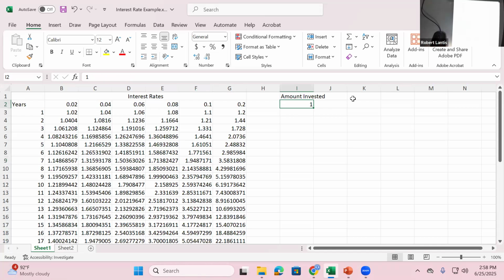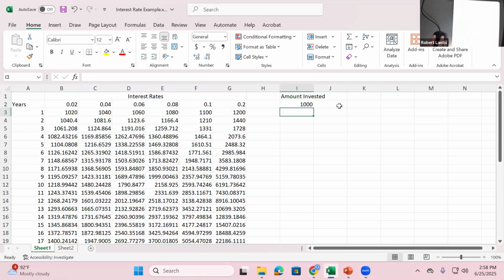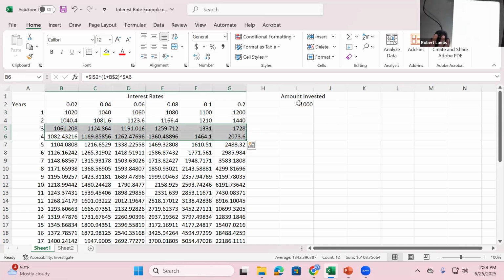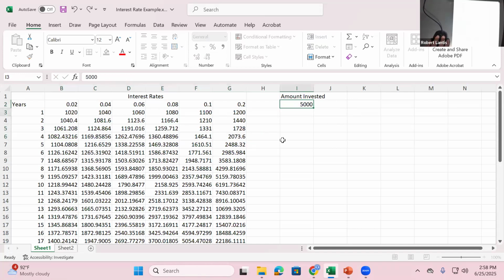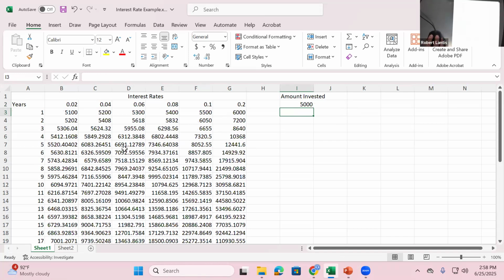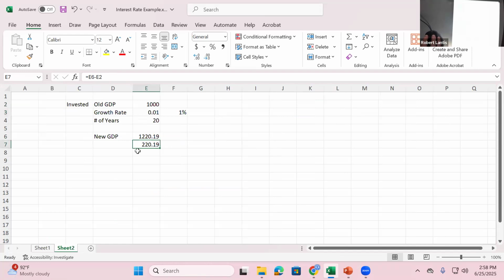And you can play around with this, with different amounts invested. You can say, how much would I have in 4 years at different growth rates if I invested 1,000, 5,000, etc.? Right? So this is an interesting table you can play around with to look at the payments.